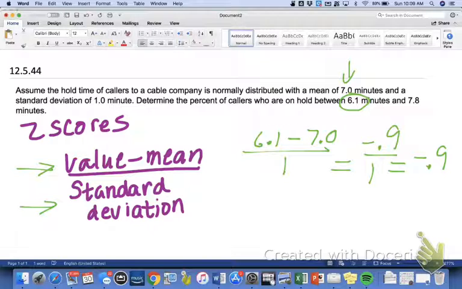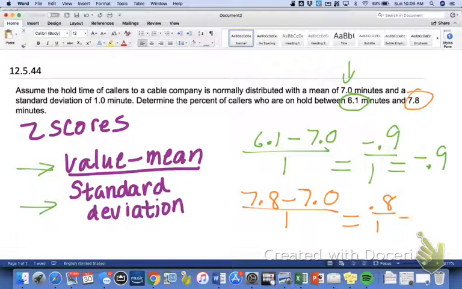I'm going to do the same thing for 7.8. So again, take the value, subtract the mean from it, divide all of that by the standard deviation. So we get 0.8 divided by 1, which is 0.8. And that makes sense if you think about it, because a wait time that is below the mean should end up with a negative z-score, as well as a time that is above the average should end up with a positive z-score. So now we've got our z-scores.